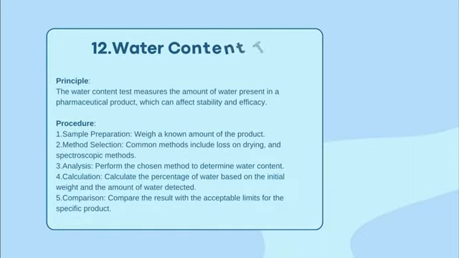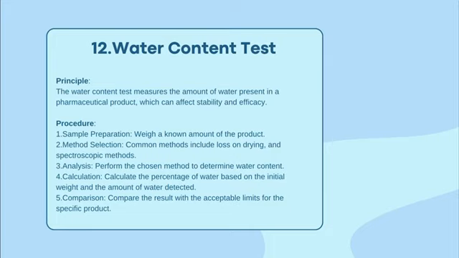12. Water content. Test principle: the water content test measures the amount of water present in a pharmaceutical product, which can affect stability and efficacy. Procedure: 1. Sample preparation. Weigh a known amount of the product. 2. Method selection. Common methods include loss on drying and spectroscopic methods.